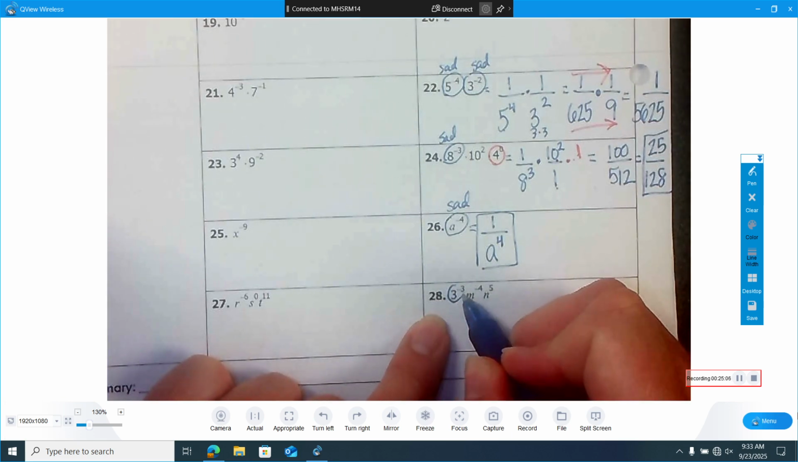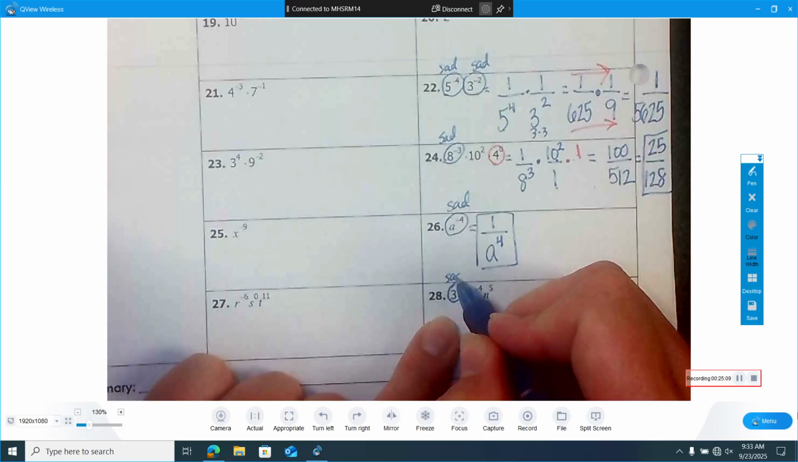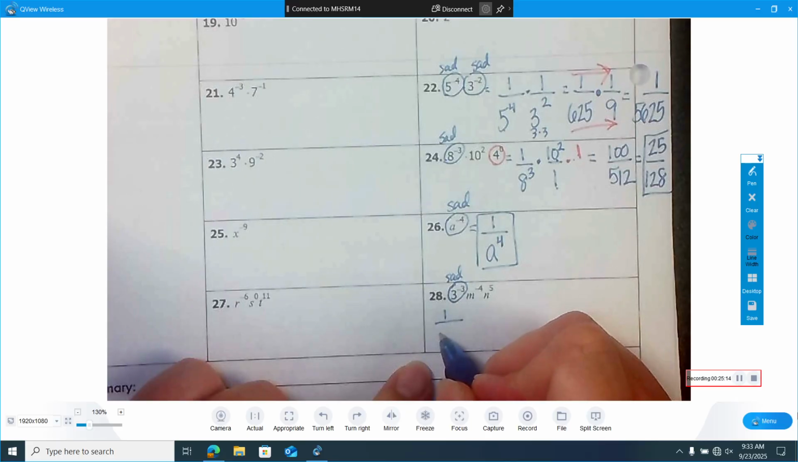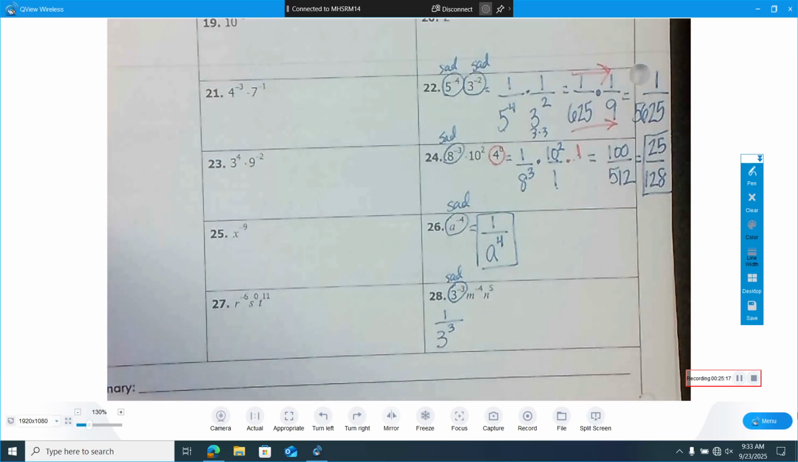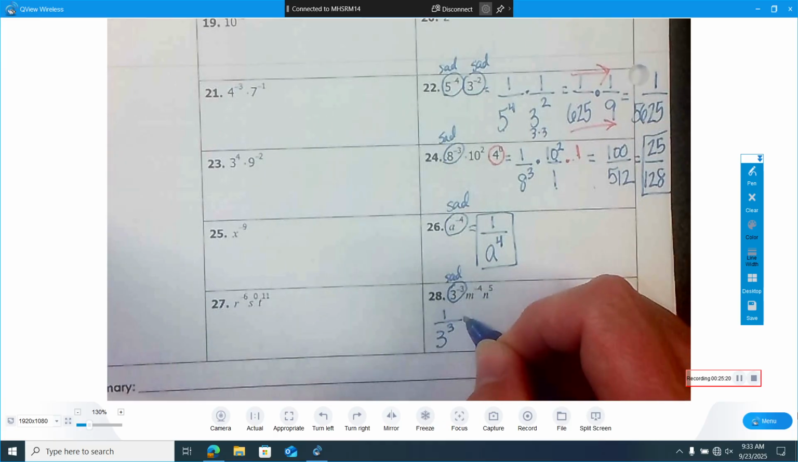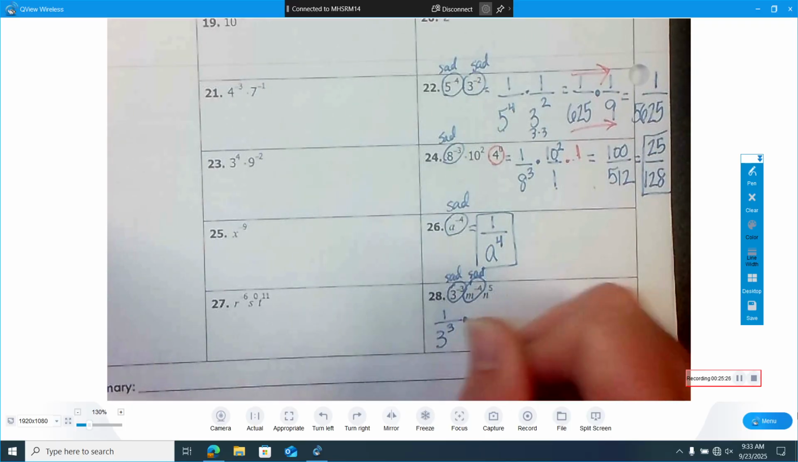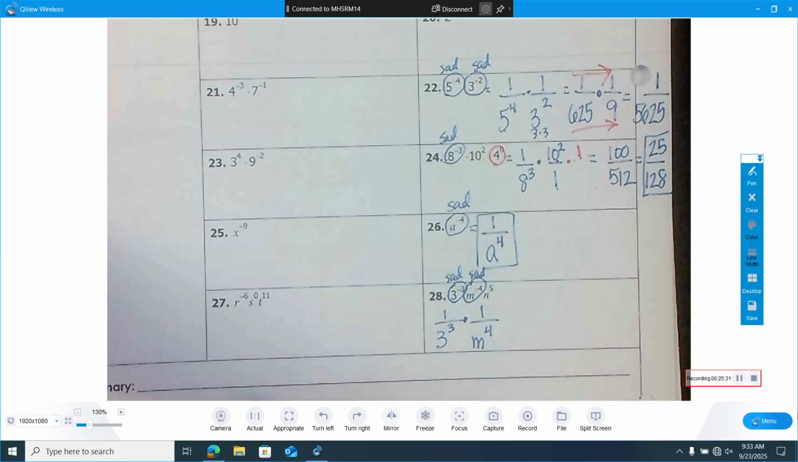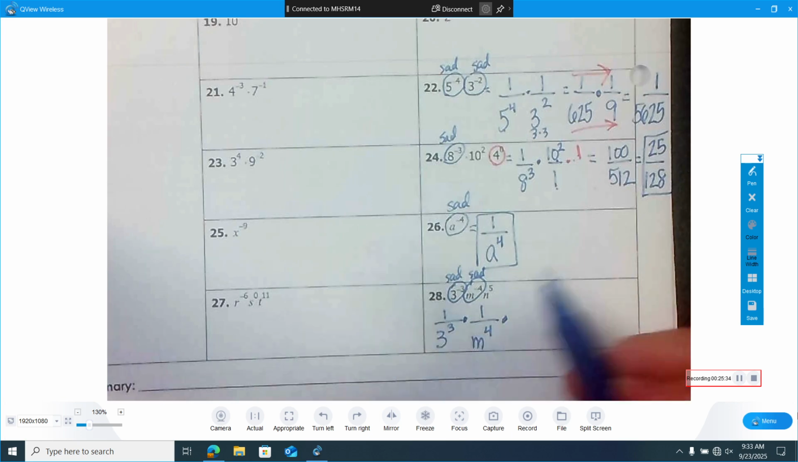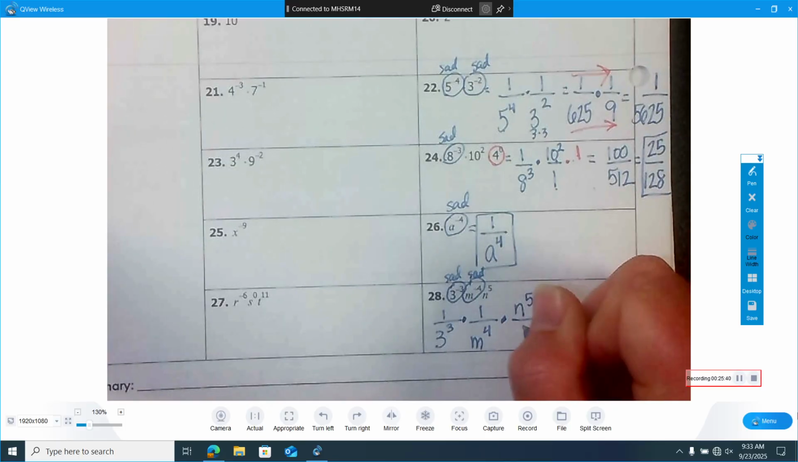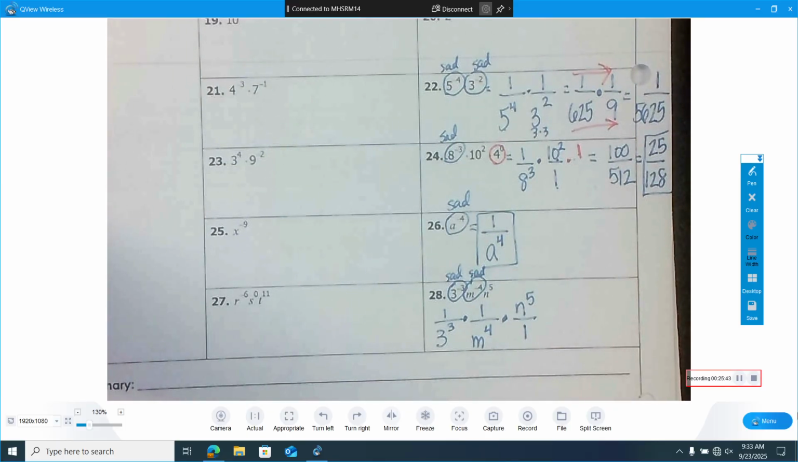I have 3 to the negative 3. Happy or sad? Sad. So that becomes 1 over 3 to the happy 3 power. There we go. What about m to the negative 4? Happy or sad? Sad. And so that wants to go 1 over m to the happy 4 now. Don't you love happy, sad math? It makes it so easy, doesn't it? What about n to the 5th? Happy. N to the 5th is perfectly happy upstairs in that numerator. So that one's going to stay up in the numerator.